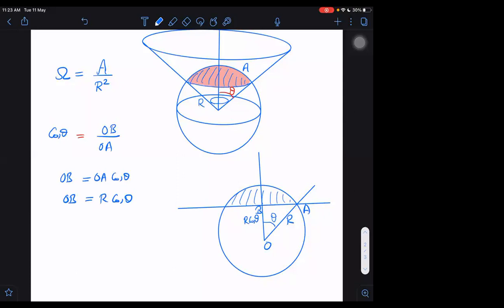Let us take another point here, maybe D. What is the BD length? BD length will be R minus OD, R minus OB, R minus r cos theta.